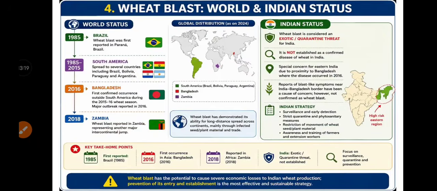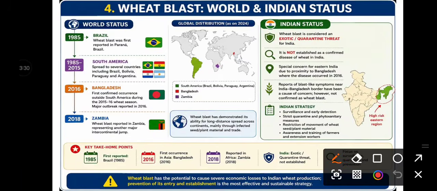Next, about the status of this wheat blast. So world status, it was first reported from Brazil in 1985. Very important. Where was it reported? From Paraná, Brazil. Then it spread to several South American countries, including Bolivia, Paraguay, Argentina. Okay, so it remained in the South American countries till 2015.